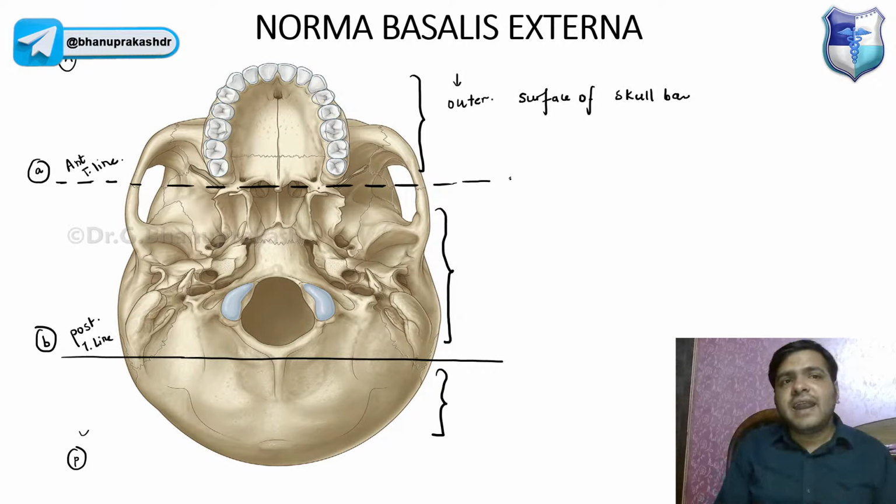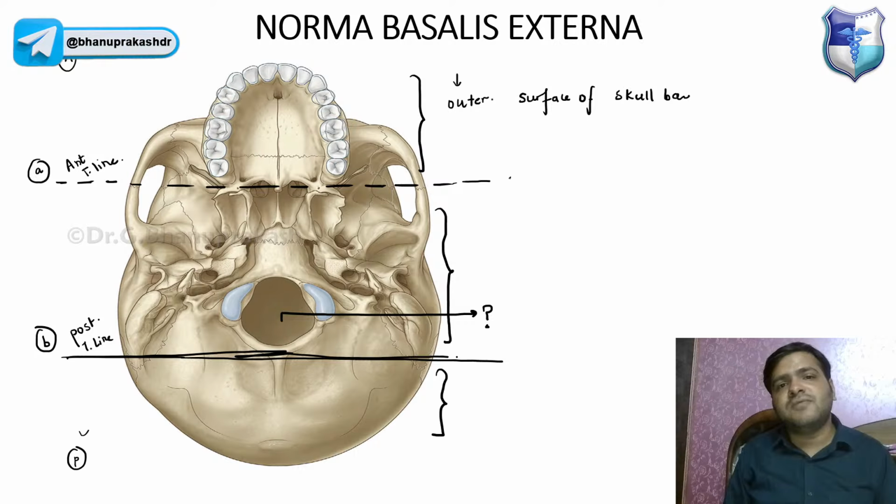We have this anterior transverse line along the posterior border of the hard palate. We'll be discussing what is the hard palate, soft palate, everything. We have the posterior transverse line basically passing through the posterior border of a foramen. Which foramen is this, guys? And you already know this.